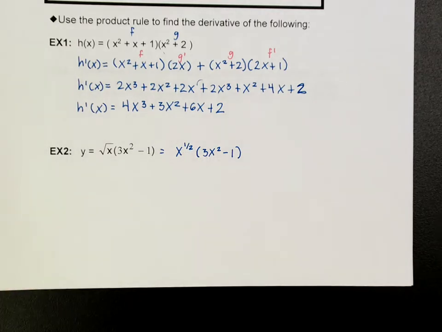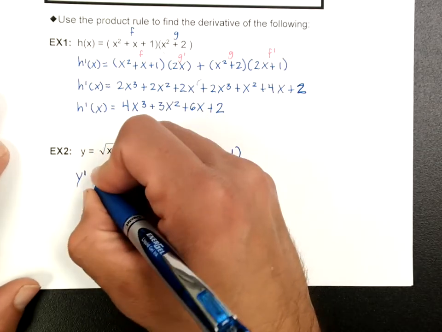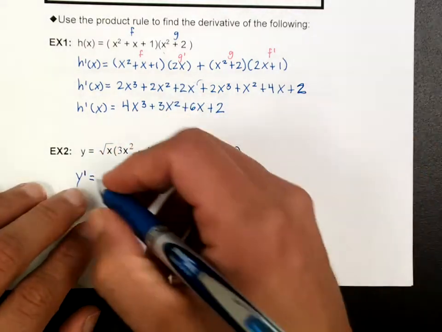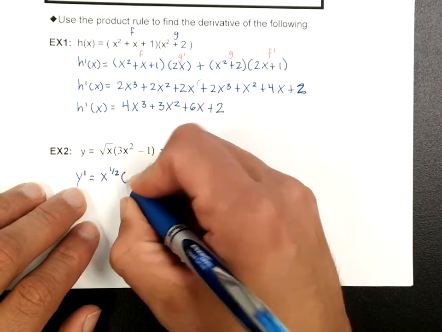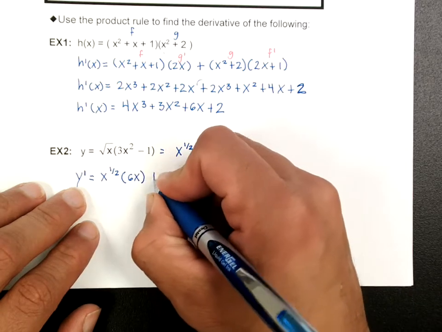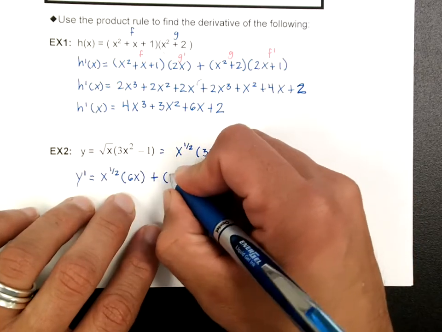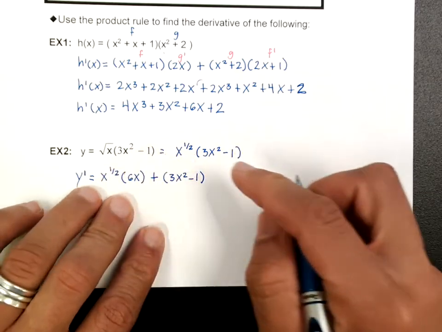Okay. So now let's do the product rule once again. So we have y prime is equal to the first, which is x to the 1/2, times the derivative of this, which is 6x, plus 3x squared minus 1 times the derivative of x to the 1/2.